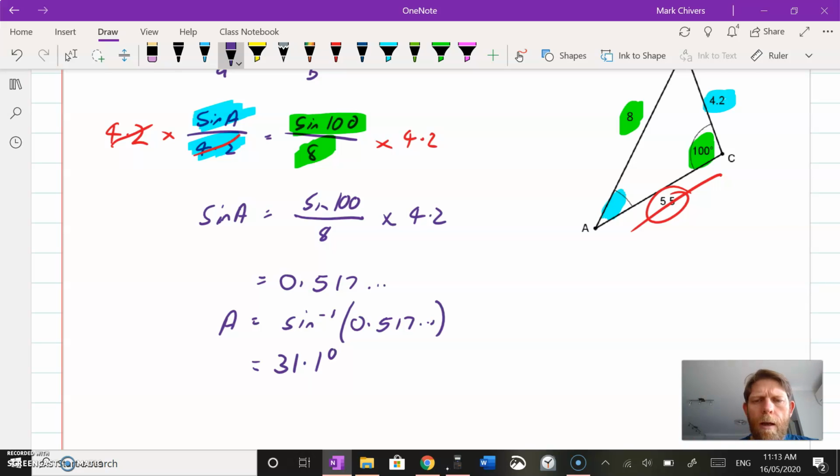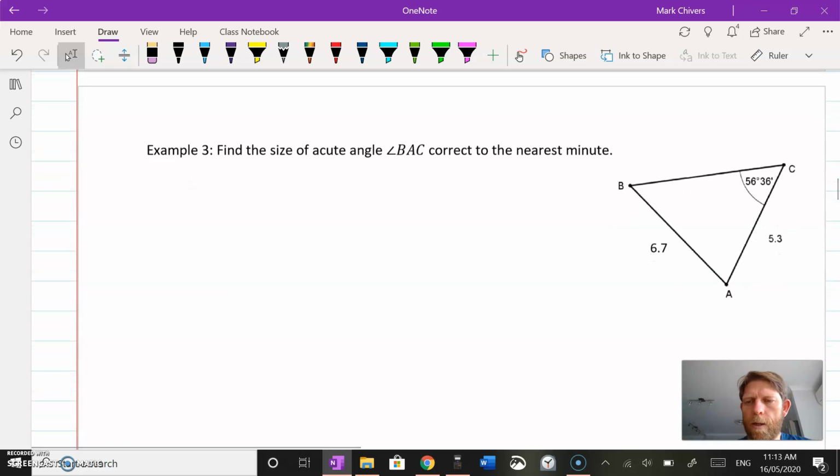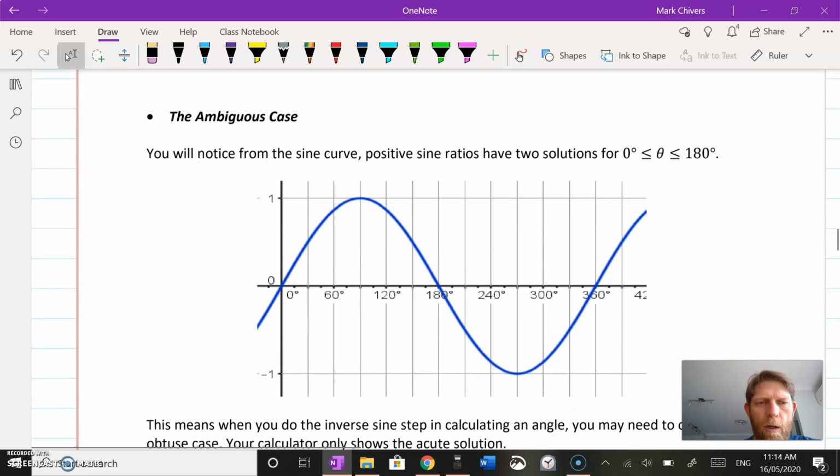Okay. Now I'm going to skip the next question because I want to spend a little bit of time on the last one. So have a go at that one yourself. I'll put some notes on OneNote so you can see what the correct answer is. But I want you to move on now to what we call the ambiguous case.